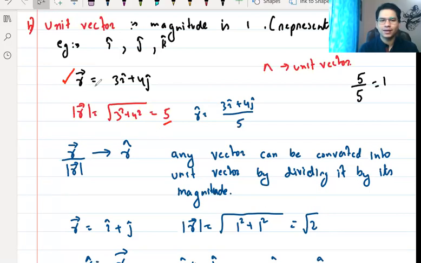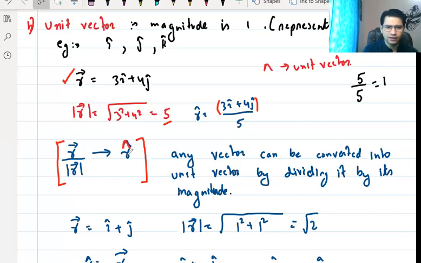So I can say, sir, if we divide this vector by its magnitude, I will get a unit vector. So that's what I do. I divide this vector by its magnitude. So this is a unit vector. And how to represent a unit vector? Sir, put a cap on top of R, right? Put a cap on it. So R cap. So in general, any vector can be converted into a unit vector.